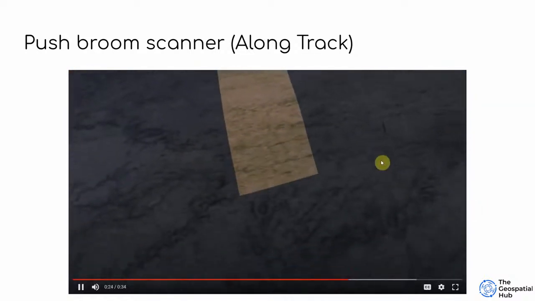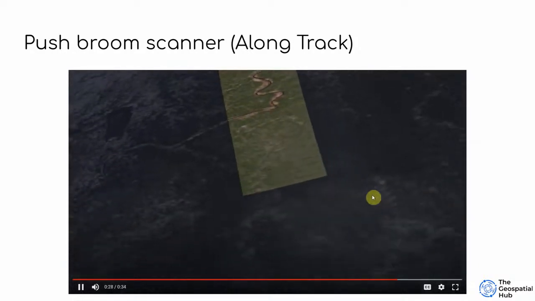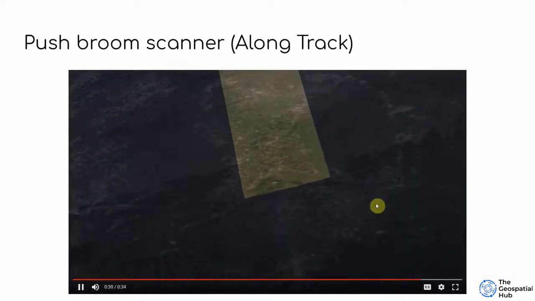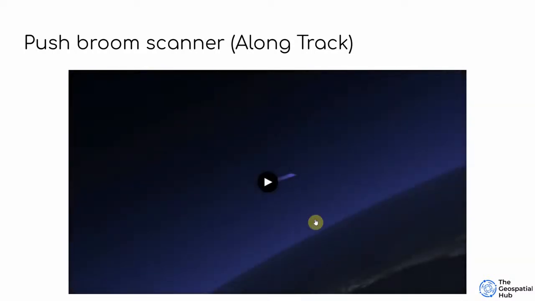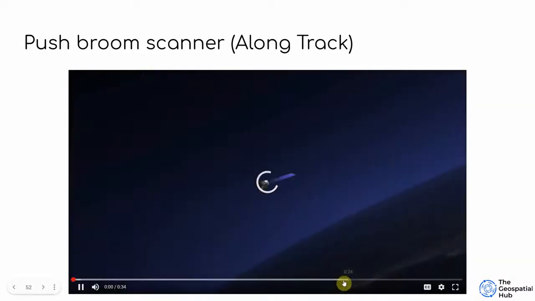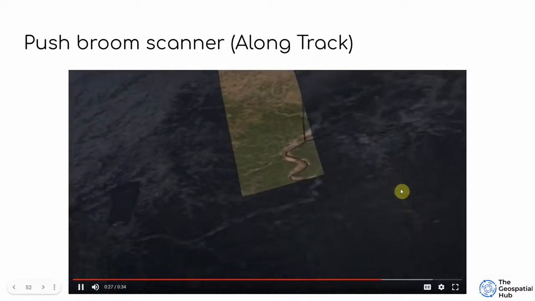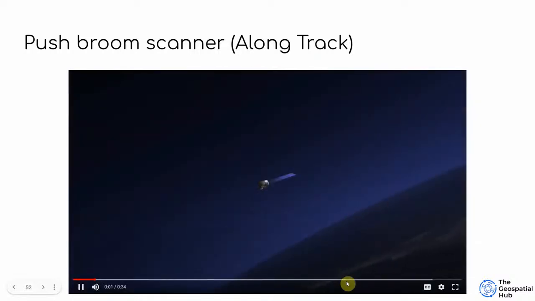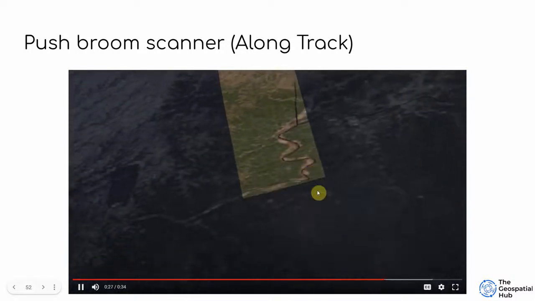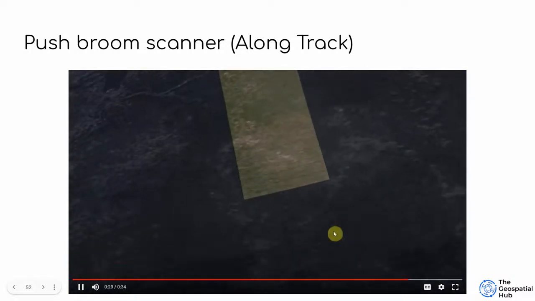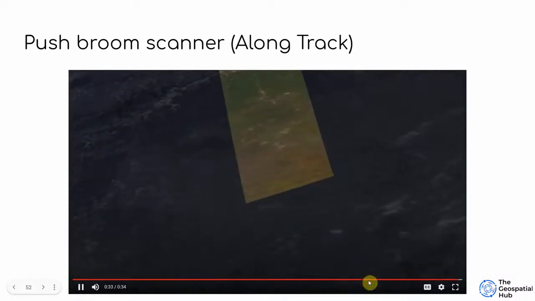Now if you look at this motion, the way it's scanning the earth, it is in a forward motion. The whisk broom was going side by side, but if you look at this, it is pushing forward. It is taking everything at once, pushing forward along that track. Look at that. It is moving forward.